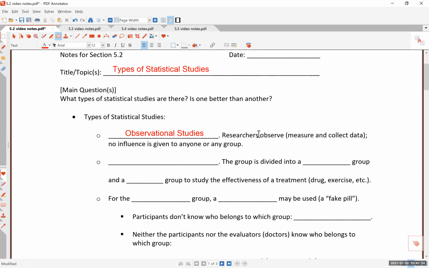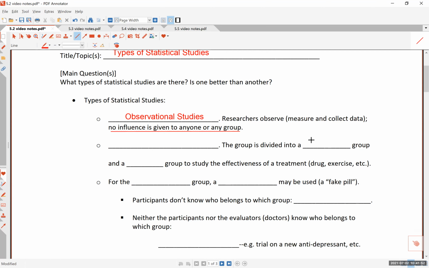What are observational studies? That's exactly that, observational. Researchers simply observe, measure and collect data. There is no influence given to anyone or any group. This is the key here, maybe I should underline this. The key is that the researchers are not doing anything to the subjects being studied. If you take everybody's height, you are not actually influencing them. You're not giving your subjects anything to promote or enhance their growth, you're simply taking measurements and collecting data. That would be an observational study.